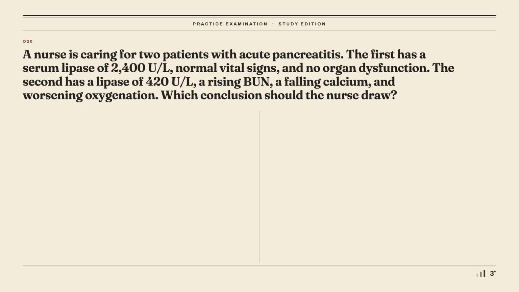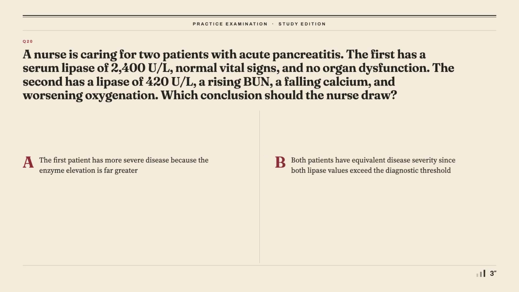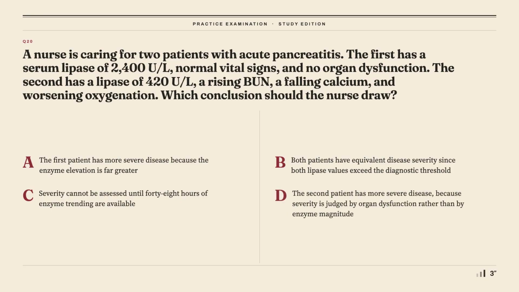Your options are: A. The first patient has more severe disease because the enzyme elevation is far greater. B. Both patients have equivalent disease severity since both lipase values exceed the diagnostic threshold. C. Severity cannot be assessed until 48 hours of enzyme trending are available. D. The second patient has more severe disease because severity is judged by organ dysfunction rather than by enzyme magnitude. What's your answer? Commit to one before I continue.